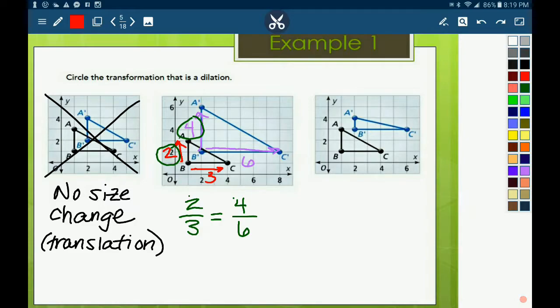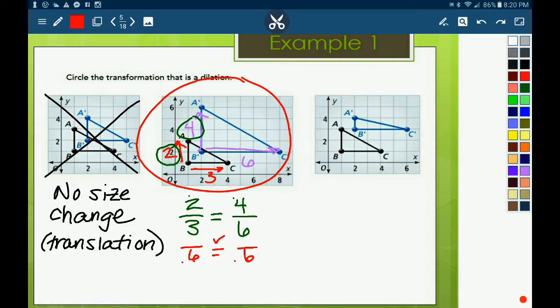When I type 2 divided by 3, I get 0.6 repeating. And then when I type 4 over 6, I get 0.6 repeating. So this is a true equation. So I would say that the middle picture definitely is a dilation.